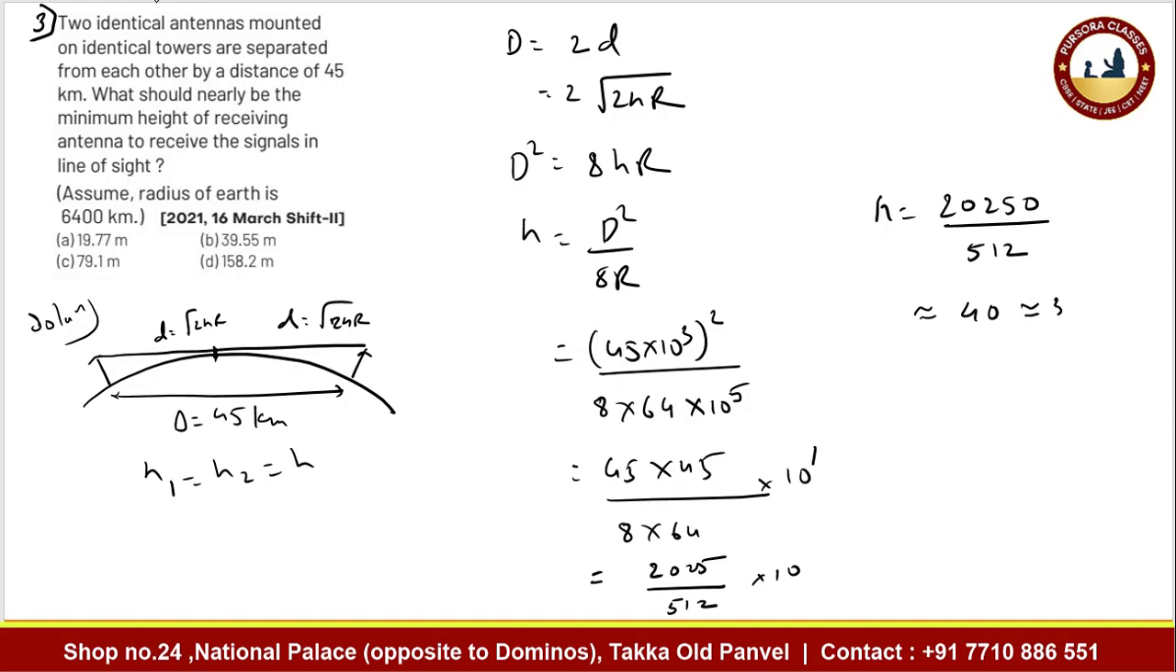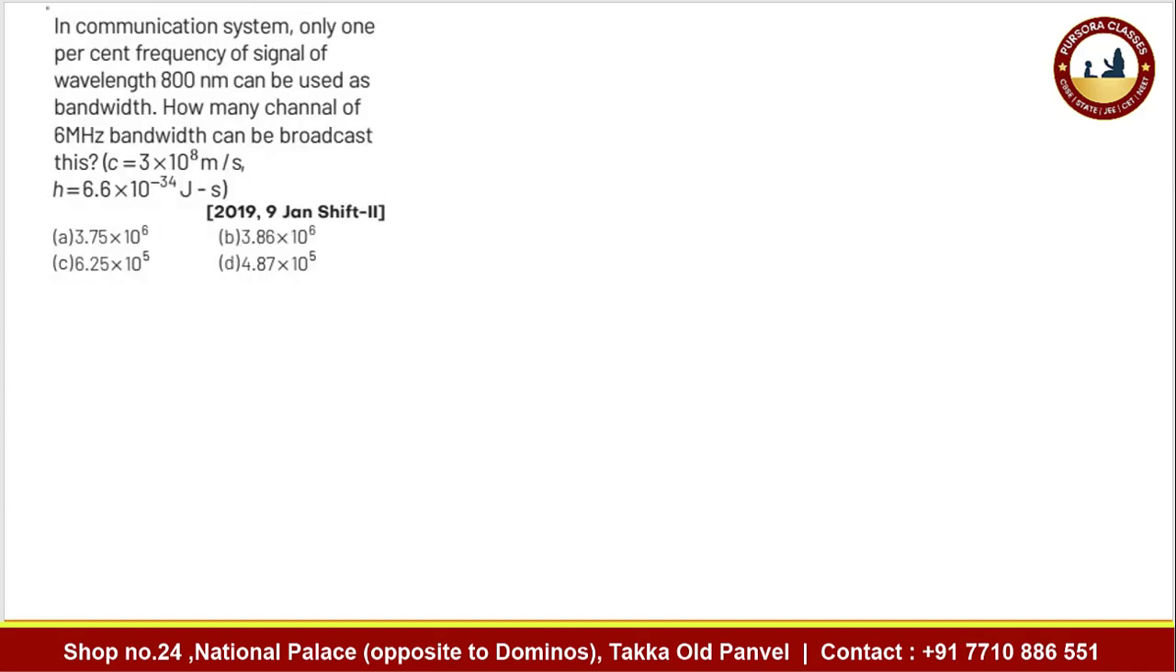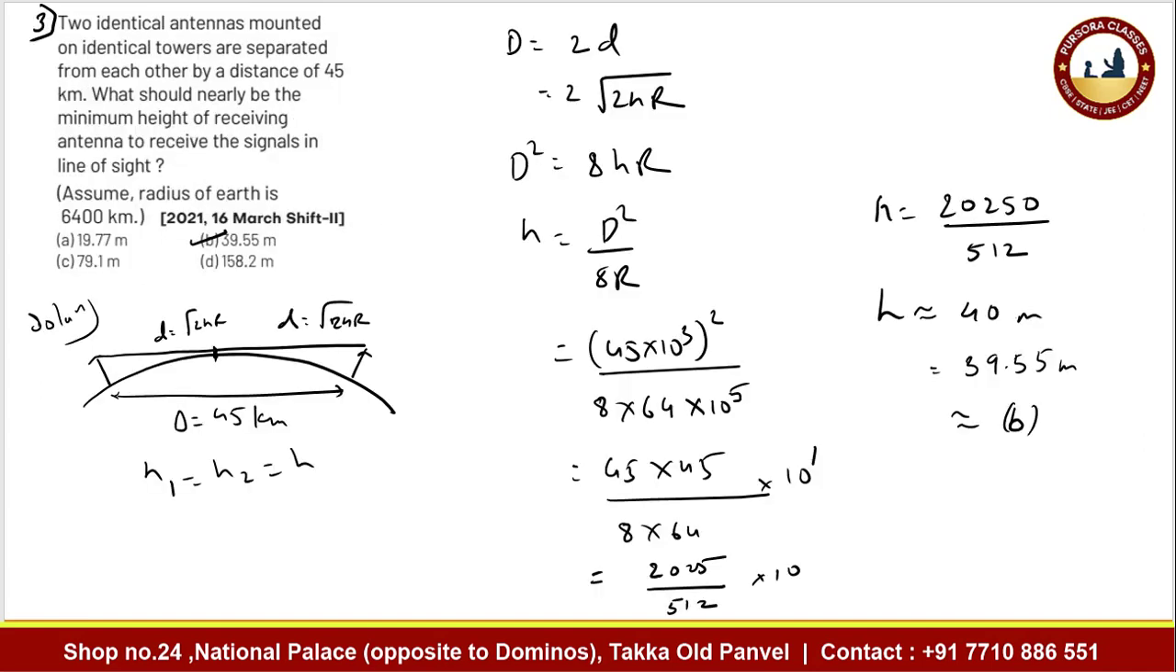Now if I take approximately 20,050, so that will be approximately 40. If you see exact, approximately 40. If I take 500 into 40, that will become 20,000. So height will be approximately 40 meters. So if we see the options, near about 40 is option B, that is 39.55 meter. So the correct option is B. I hope students you have understood the question.